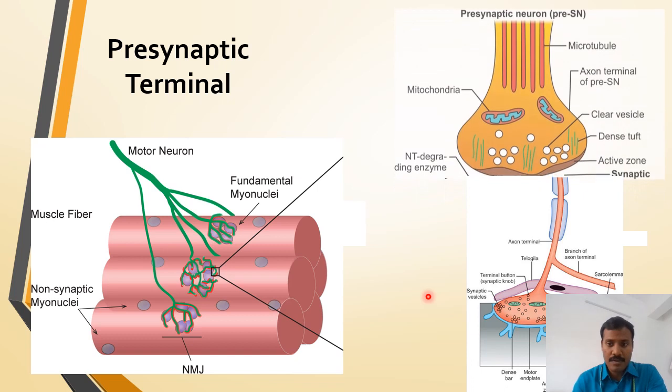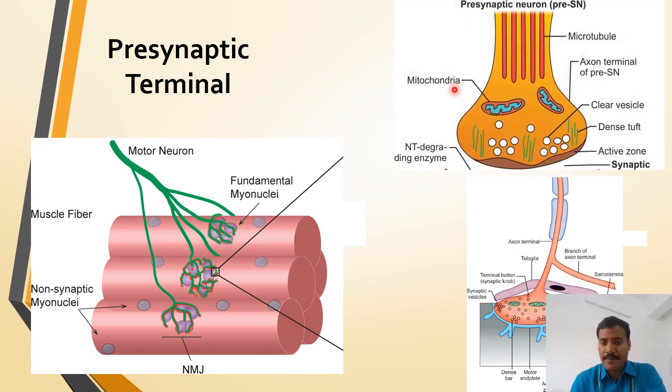synaptic cleft. This is the axon terminal, where you can see excess mitochondria, and there are excessive vesicles also, and you can see the dense tufts, and there is an active zone. The active zone is the area where the neurotransmitter vesicles are concentrated. That is, it is the presynaptic membrane where the vesicles are concentrated. It is called the active zone.